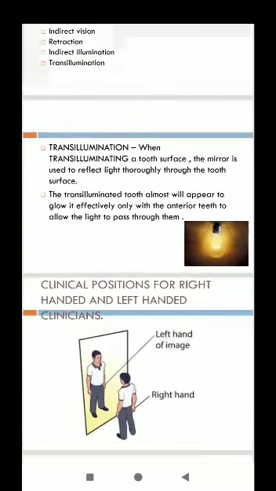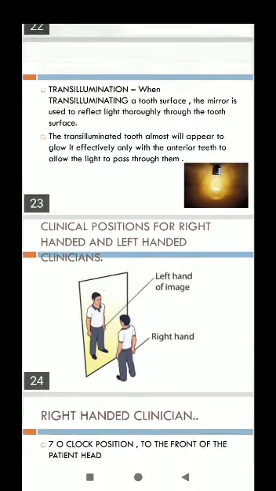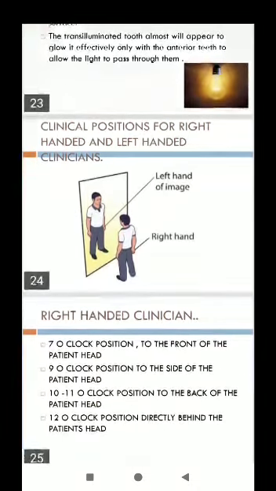So coming to the clinical positions for right-handed and left-handed clinicians. Right-handed clinicians use the 7 o'clock position, that is to the front of the patient's head, 9 o'clock position to the side of the patient's head, 10 to 11 o'clock position to the back of the patient's head, and 12 o'clock position is directly behind the patient's head.